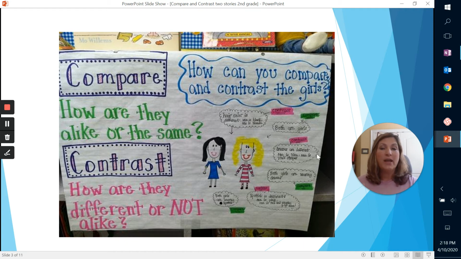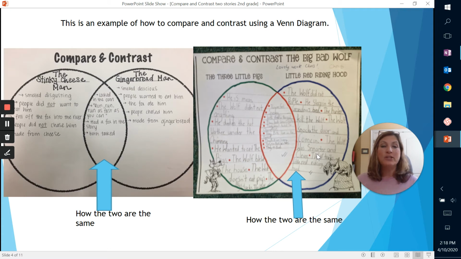All right, we're going to move on to the activity, but I want you to see an example of a Venn diagram. When we had a class this year, we actually talked about a book called The Stinky Cheese Man. Some of us listened to that story along with the Gingerbread Man. And this is a really good example of comparing and contrasting. The compare part would actually be in the center, meaning how they're the same. And the contrast portion would be underneath the name of that book.